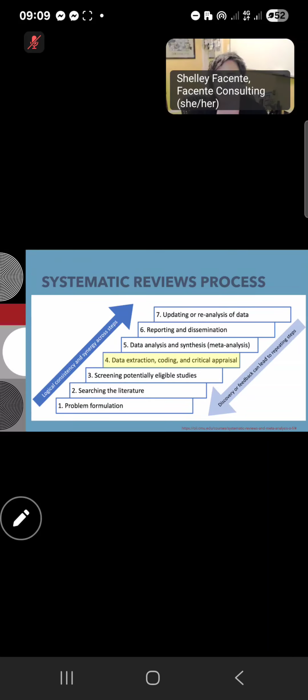We're going to talk about data extraction, coding, and critical appraisal. We're here on number 4 of these 7 steps. And I have a note for myself to remember to tell you all. Yesterday I wasn't able to show you the bulk duplicate removal. There was something wrong with my plugin for removing duplicates all in bulk from Zotero. So let me just very quickly show you, and then I'll come back to data extraction.